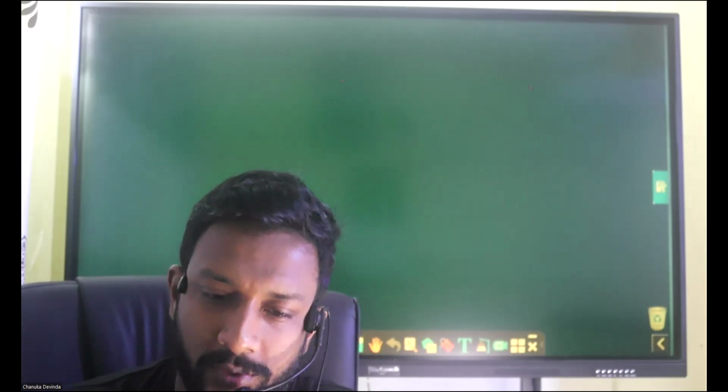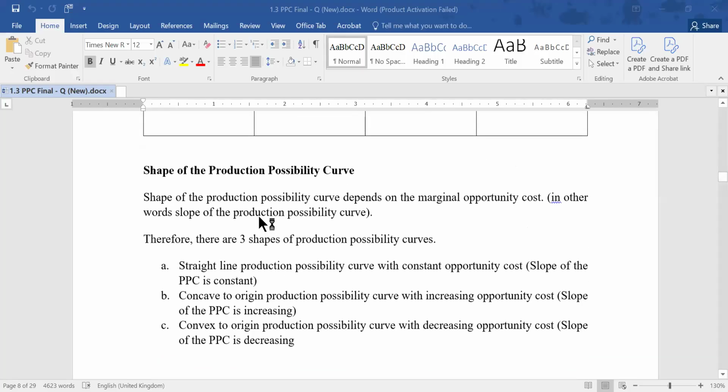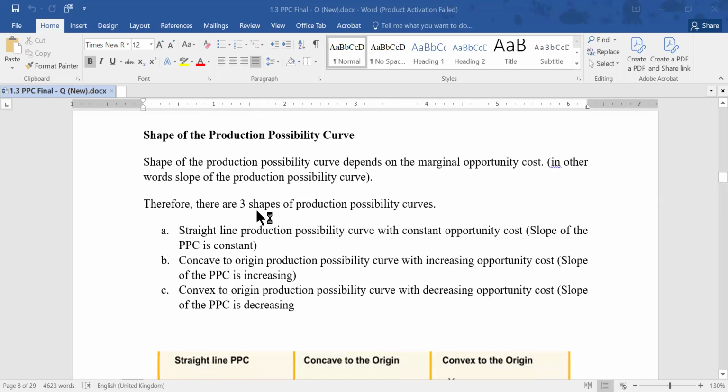So here, when it comes to shape of PPC, as you can see, this is the topic that we have to start. Shape of the production possibility curve. When it comes to shape of PPC, it depends on the marginal opportunity cost. Actually, we know what the marginal opportunity cost is now.